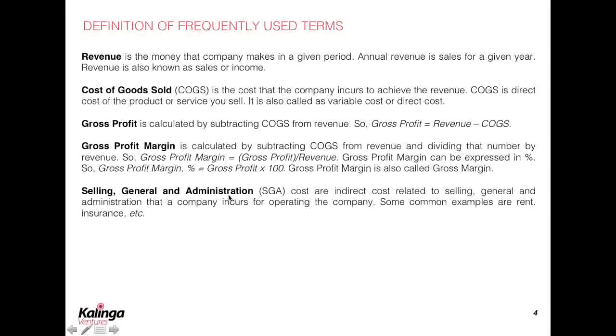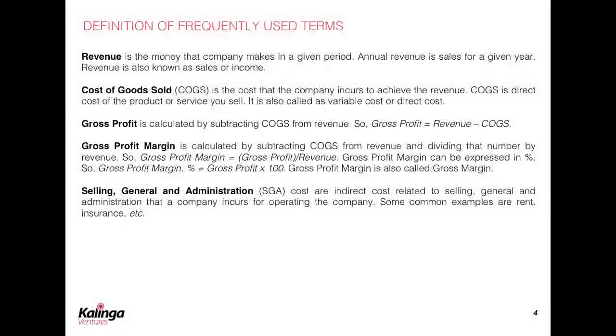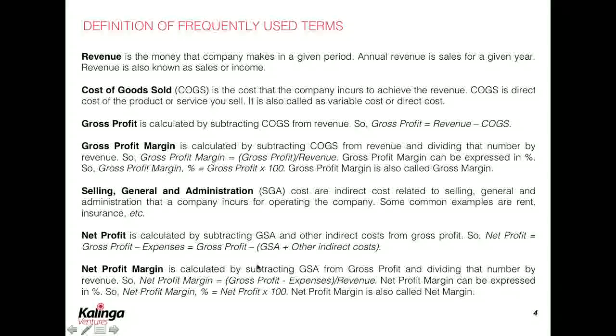SG&A is an indirect cost. So SG&A are costs that a company incurs related to selling, general and administration, even if they don't make sales. Some examples are rent, insurance, marketing cost, administration cost. Net profit is basically your gross profit minus all the indirect expenses, which are the SG&A and other indirect costs. And net profit margin is net profit divided by revenue multiplied by 100.